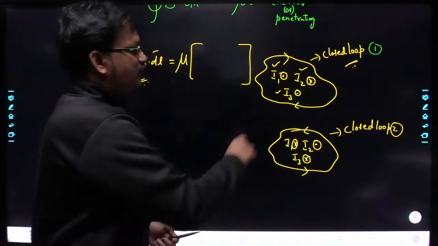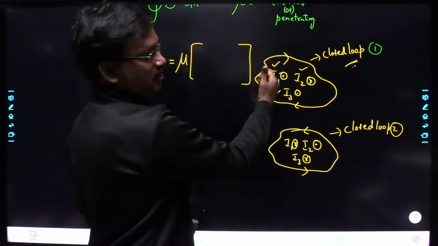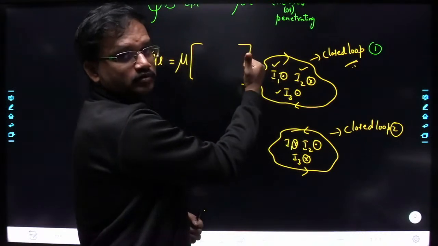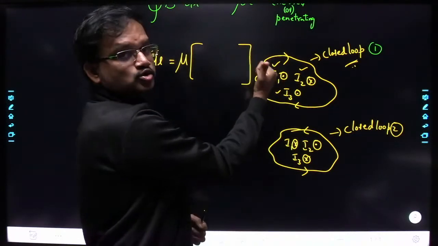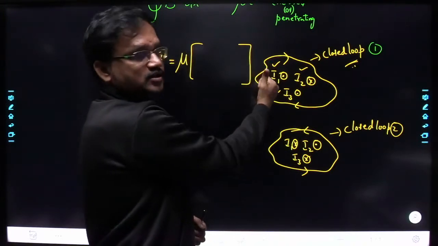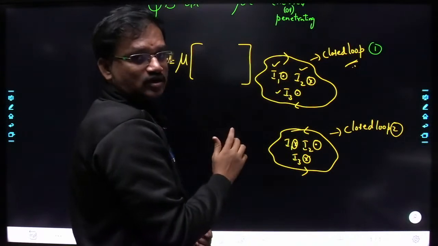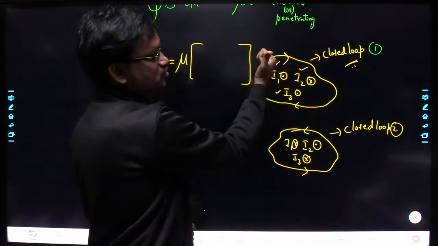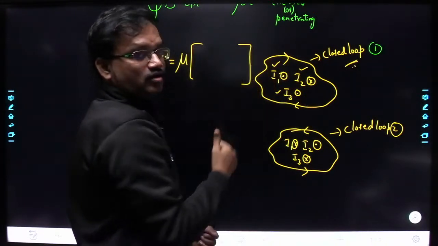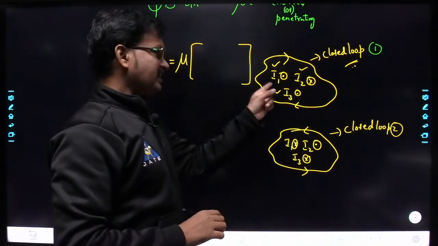See here, if you consider I1, here I1 is pointing what? I1 is pointing out of the board. Understood? So if I1 is pointing out of the board, it is going to produce the B field in which direction here? It is going to produce the B field in anti-clockwise direction. Yes or no? So I1 pointing out of the board means it is going to produce the B field in anti-clockwise direction.